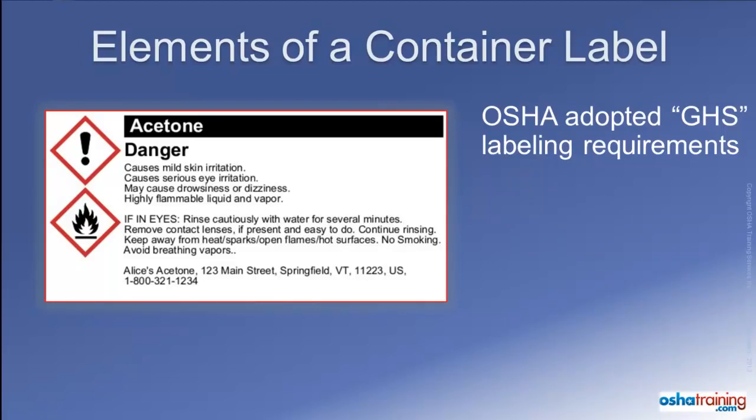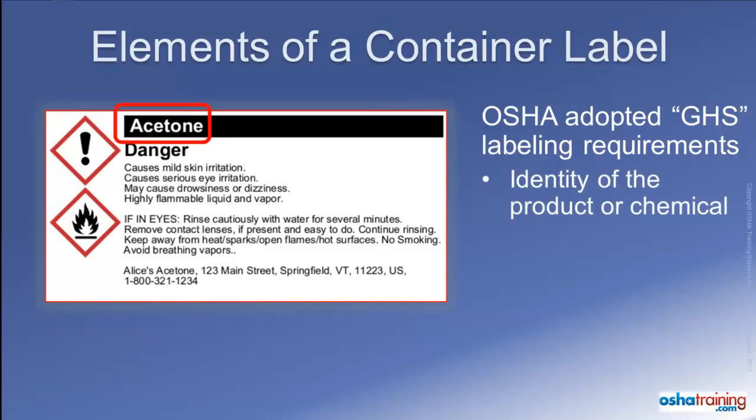Here is an explanation of the information that must appear on container labels. First is the Product or Chemical Identifier. This may be the name of the product itself or, as in this label, the specific name of the chemical. This information will also match up to the Safety Data Sheet or SDS for the product.